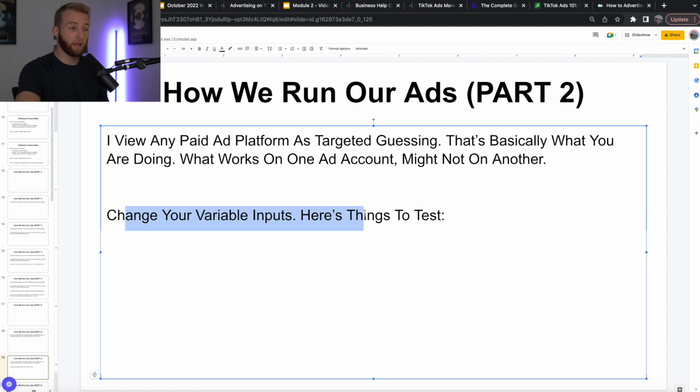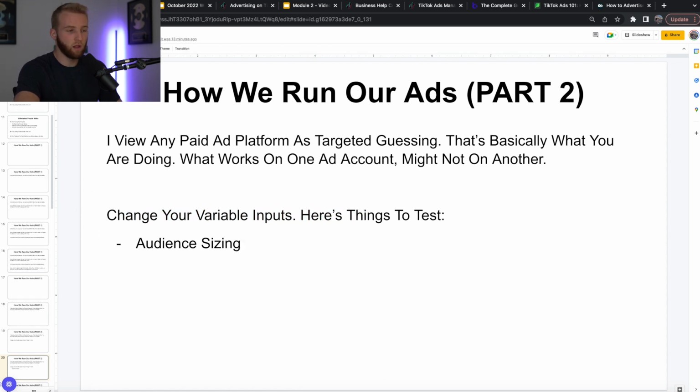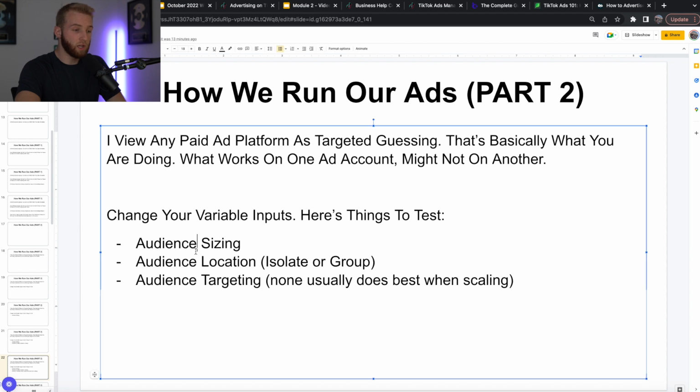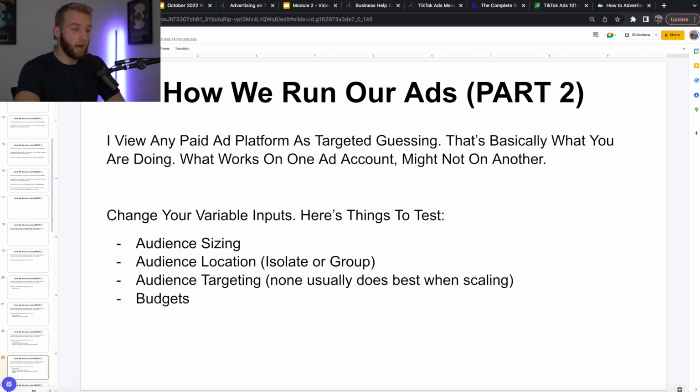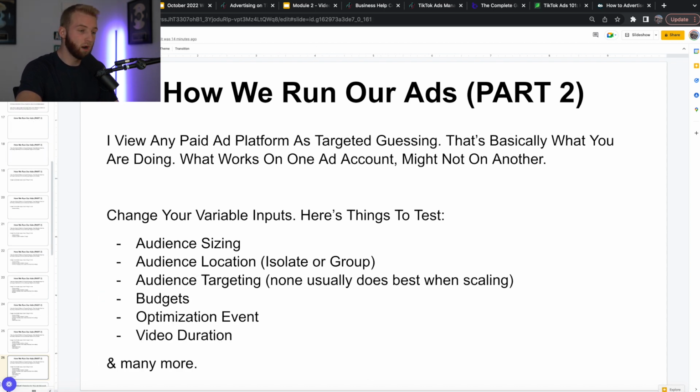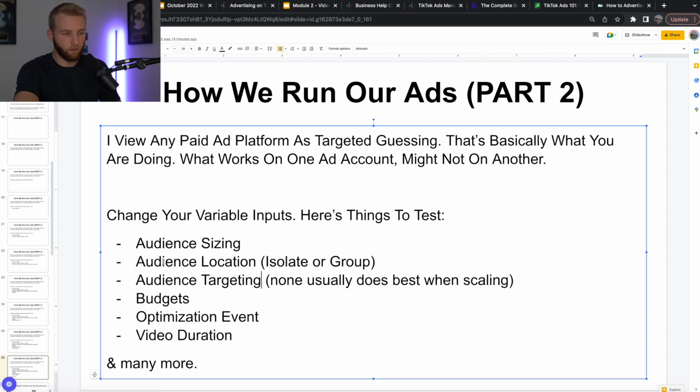Change your variable inputs. Like I just mentioned, all those variables to test. Here's a small list of many: audience sizing, audience location, audience targeting, budgets, optimization event, video duration, and many more. So really, here's a couple of the main ones. Audience location. This is where we said at the beginning, US and Canada. So you can either isolate those, right? If Canada's performing better, try to isolate Canada. It's a little bit of a smaller audience, but just try to isolate it there with maybe $100 or $200 a day. Or you could group those together.